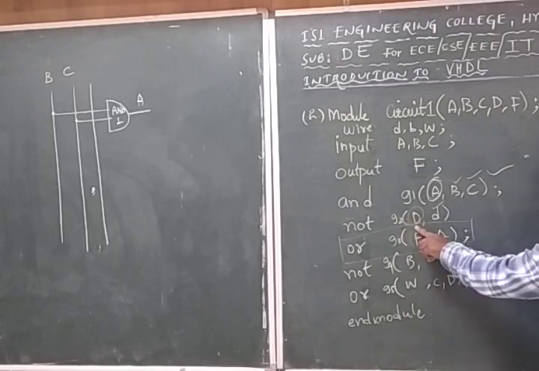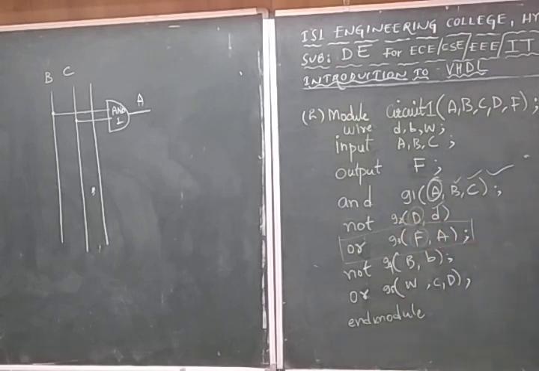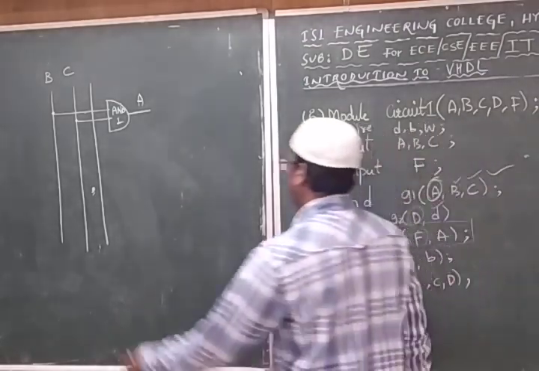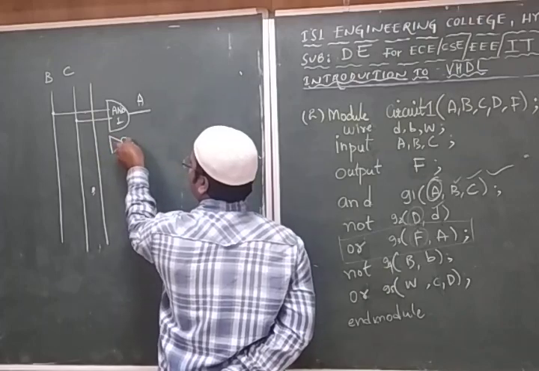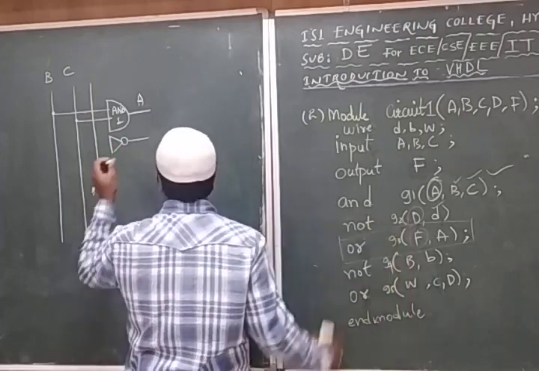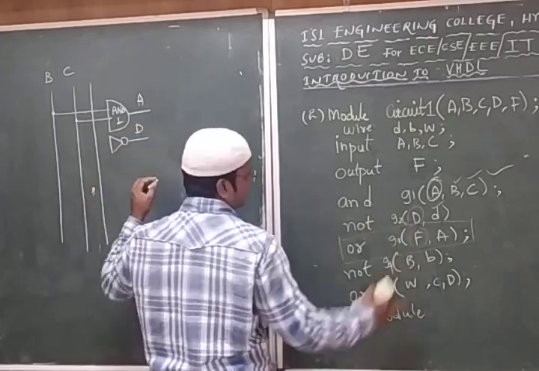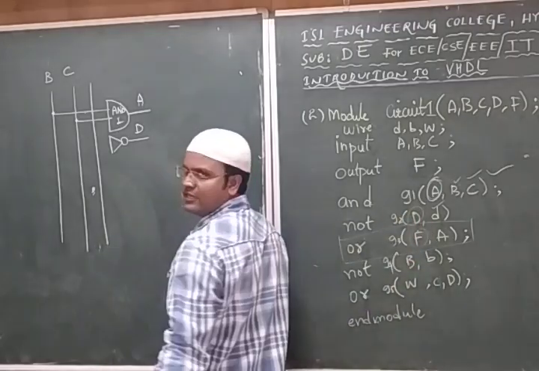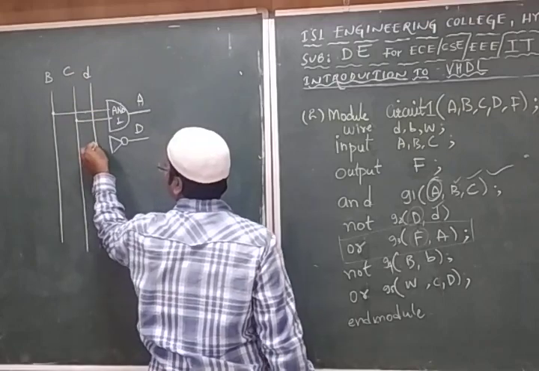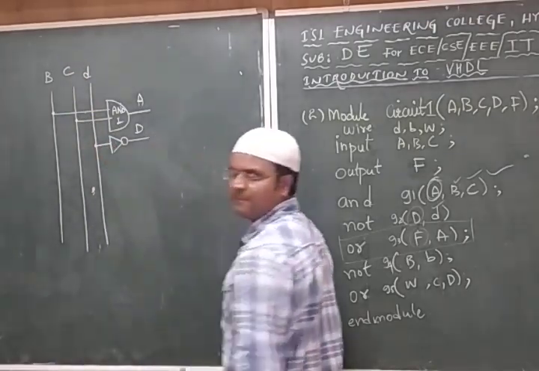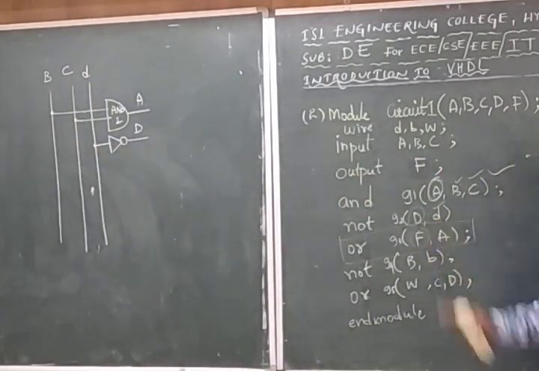Next is NOT. D is the output and small d is the wire, right? So I'll write that down. The NOT gate should have, this is a NOT gate. What is the NOT gate output? Capital D. And what is the input for this? The wire small d. Suppose this is your wire. So the wire is like an input here, right? So D and then small d.